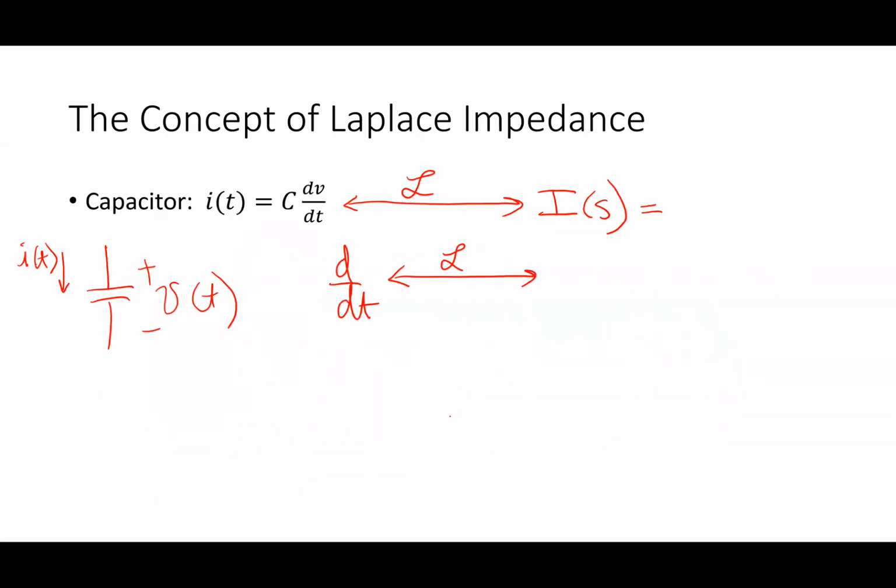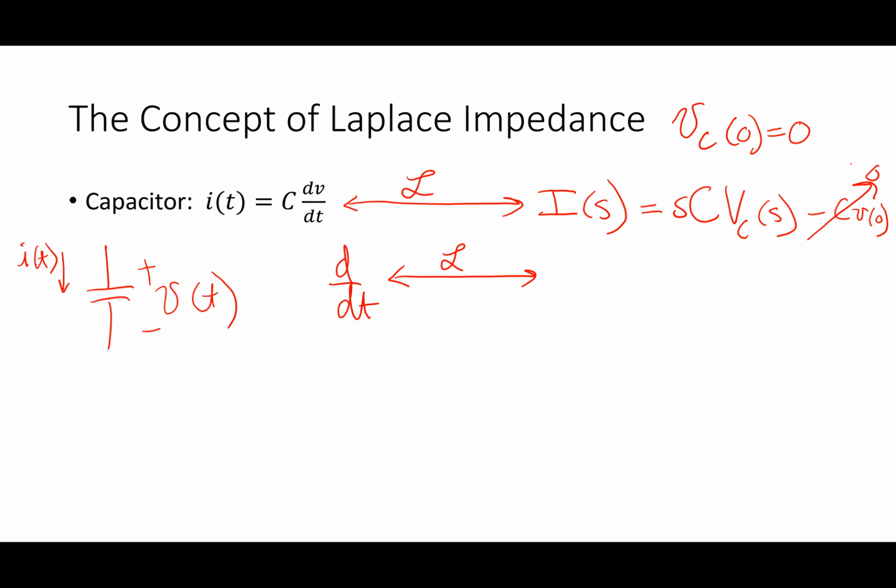So this becomes S times C times V_C of S minus C times V of 0, okay? And I'm going to make a special assumption that I don't have to make, but that we usually make, which is that V_C of 0 is 0. If it's not, then I have some more work to do, all right? But if it is, this term is 0.